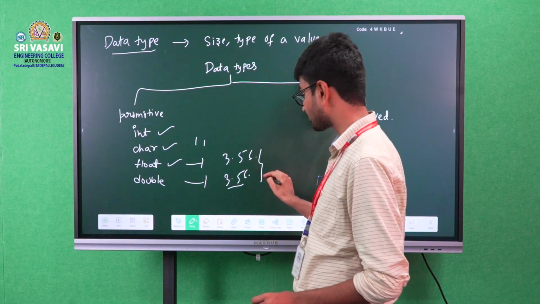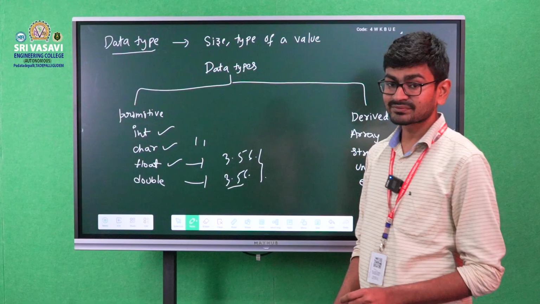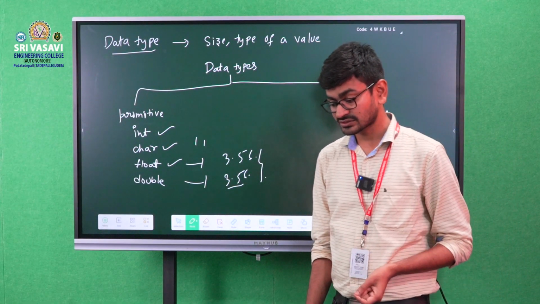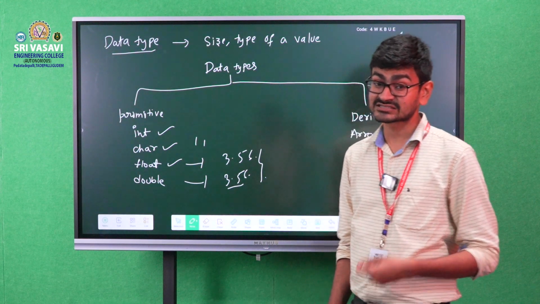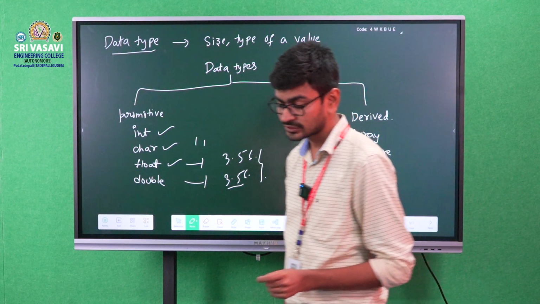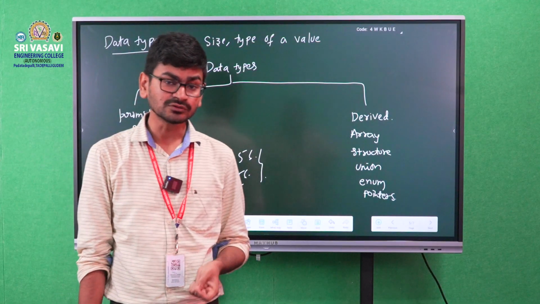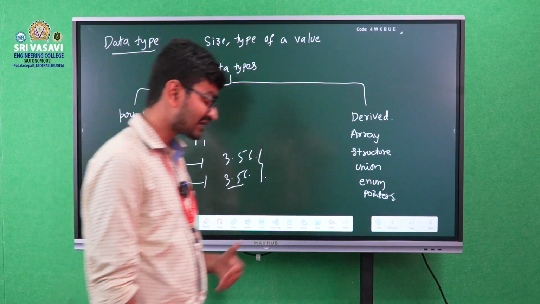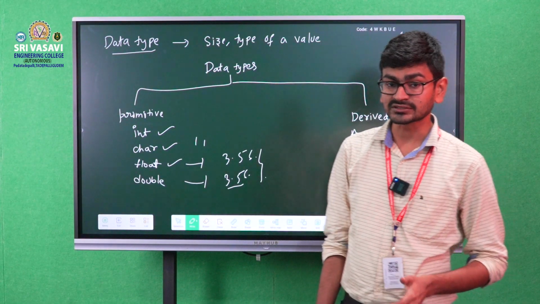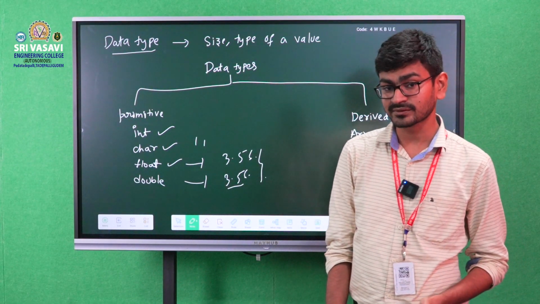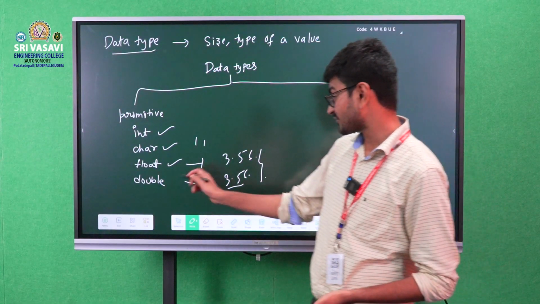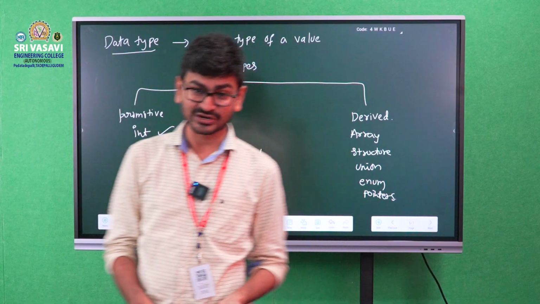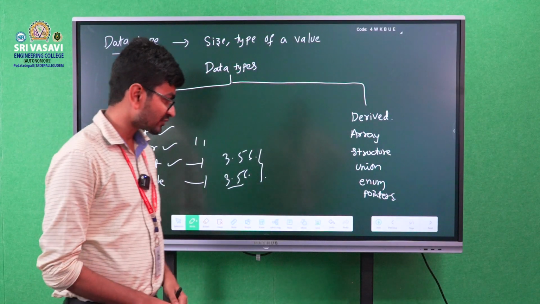What is the difference between float and double? In float, after the decimal point we can get 6 digits of precision. Precision means accurate value: without rounding up the value, we can get 6 decimal places of accuracy. But when it comes to double, after the decimal point we can get 15 to 16 decimal places of accuracy. That is the difference between float and double. We will see derived data types in upcoming units. This is not the correct time to discuss them.